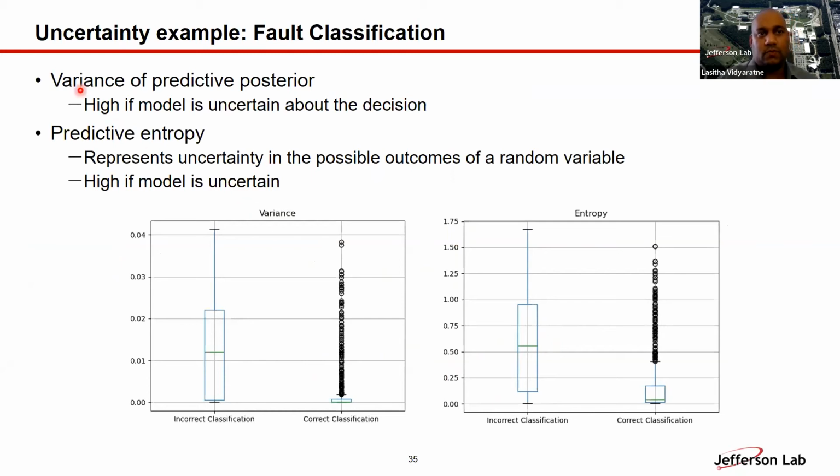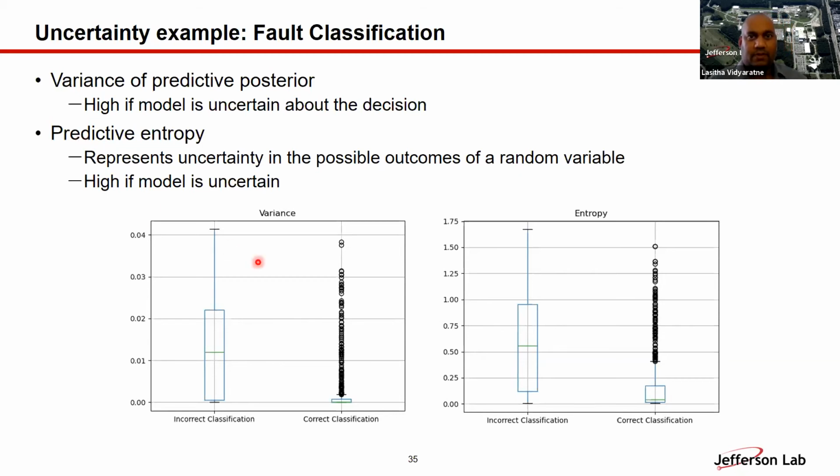So I've used two measures of uncertainty here. First is the variance of the predictive posterior. Now, you would imagine that the variance will be high if the model is more uncertain about a given decision. And the other is the predictive entropy. So the entropy represents the uncertainty in a possible outcome of a random variable. So if the model is more uncertain, the entropy should also be high.